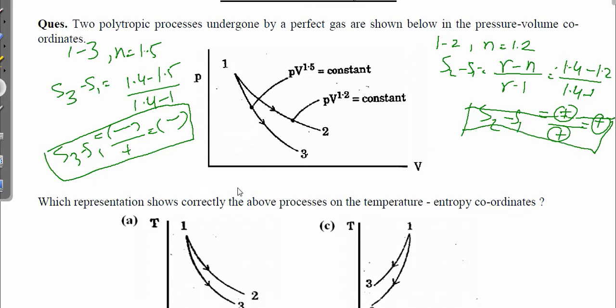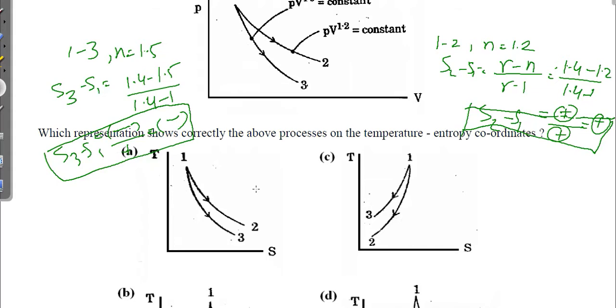So let's see in which option we are getting this. In the first option, for both processes entropy change is positive. So this is wrong. For this one, both entropy changes are negative. So this is also wrong. Options A and C are wrong.